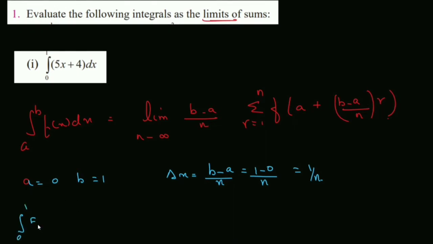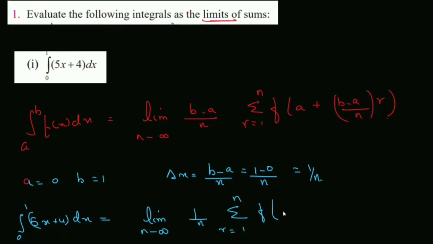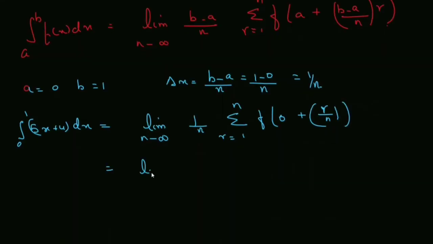So the integral from 0 to 1 of (5x plus 4) dx is equal to the limit as n tends to infinity of 1 by n, since (b minus a) by n is 1 by n, sigma r from 1 to n, f of (0 plus (b minus a) by n into r), that is 1 by n into r, or r by n. So that is equal to the limit as n tends to infinity of 1 by n sigma r from 1 to n f of r by n.